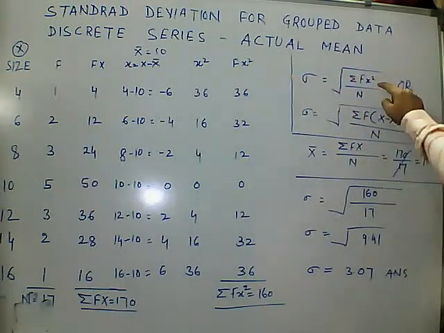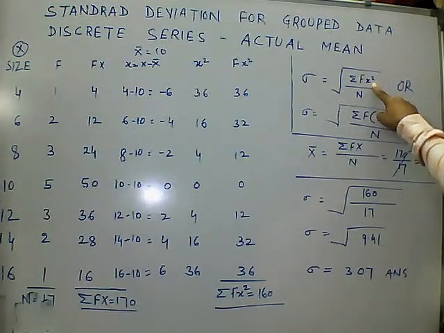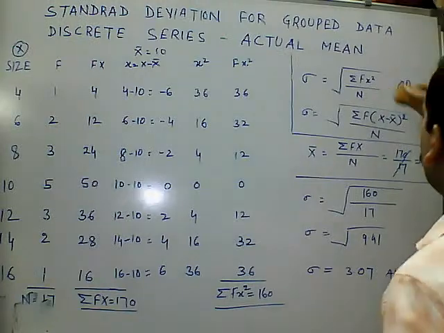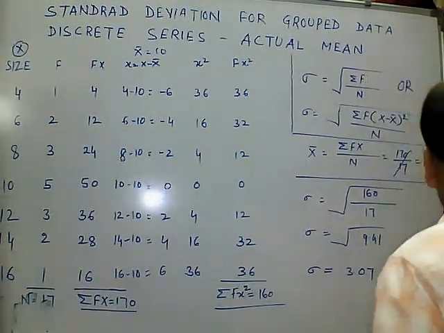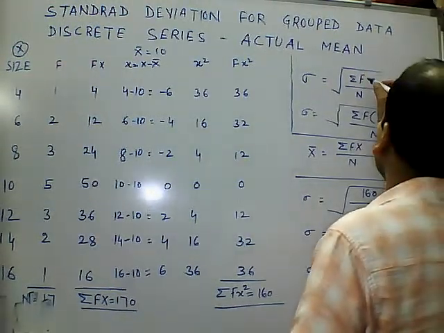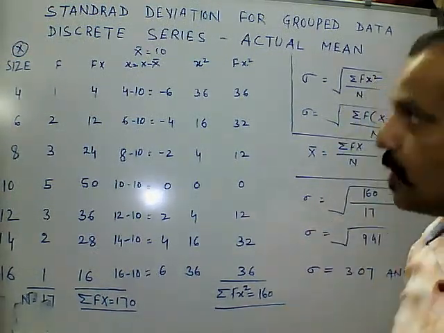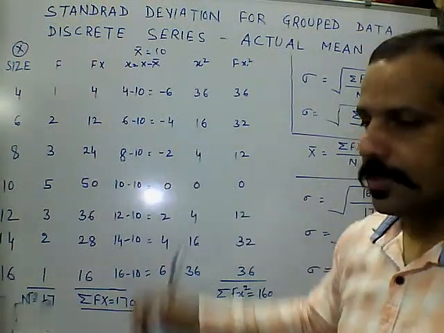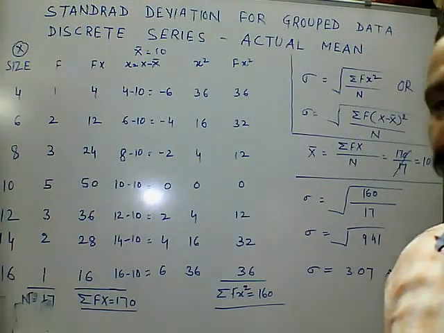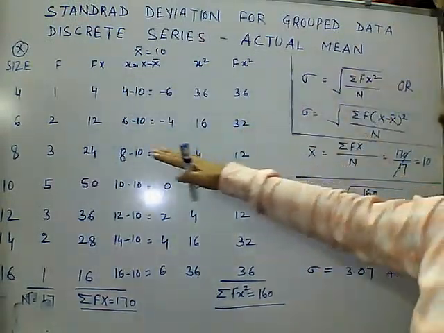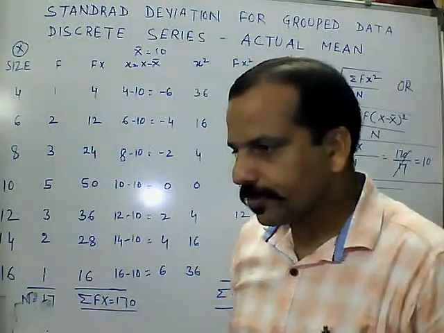So here x square means square of the deviation. This is small x. Is it visible or not? In case of any query, you may ask. I may write it again: small x square. Small x means deviation. I will be explaining one by one.